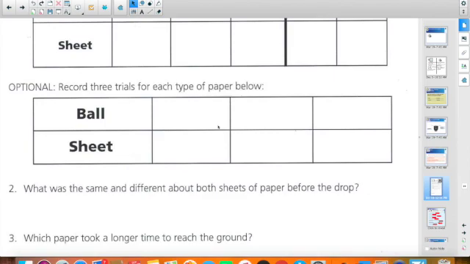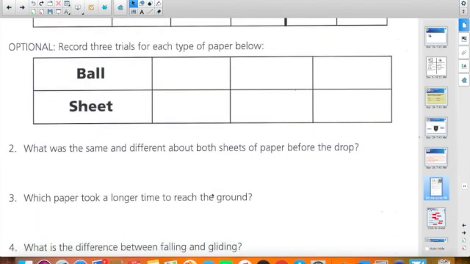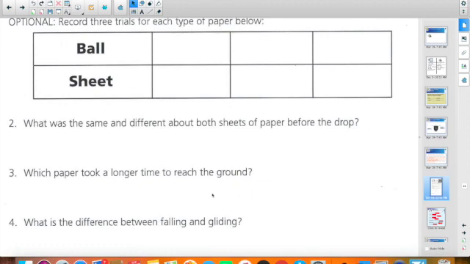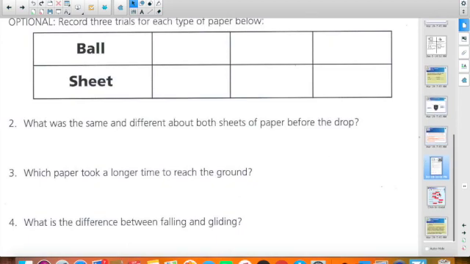If we have time, we might try to do this, but I'm not sure as far as the optional. Then answer these questions. And there's a couple questions on the exit ticket. Don't worry about these ones as much, just answer what's on the exit ticket.